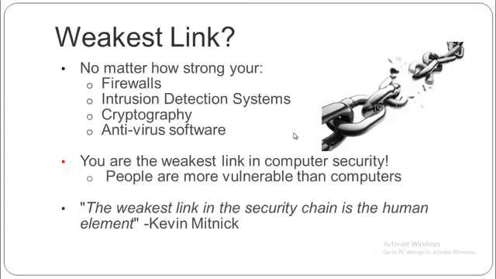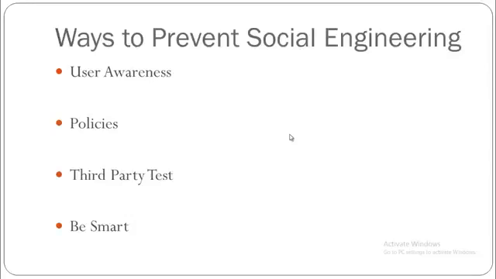that the weakest link in your organization is not your firewall, intrusion detection system, cryptography, or antivirus software. You are the weakest link in your computer security. People are mostly more vulnerable than the computers, and that is a famous dialogue said by Kevin Mitnick. So I'll go ahead with the ways to prevent social engineering attacks.